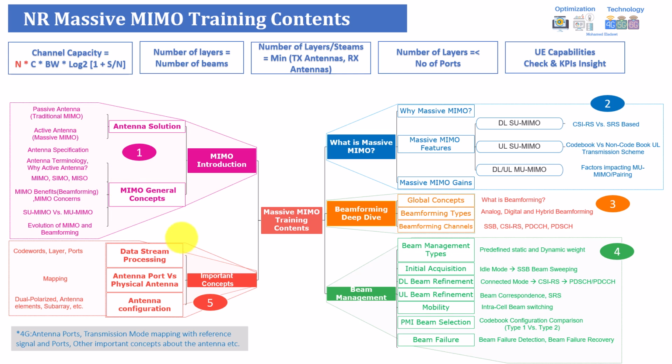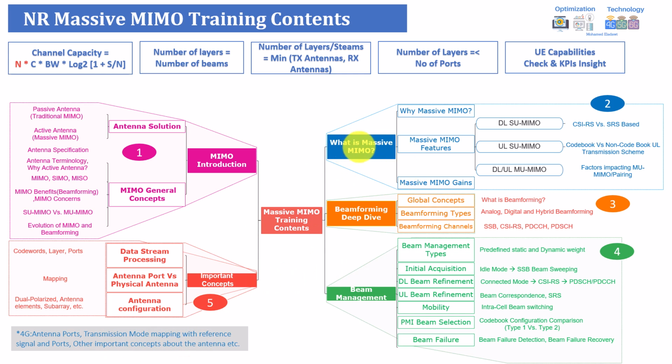Then, before jumping to the second session, which is about the introduction and details of massive MIMO, we'll give a short session to recap some knowledge about 4G in general. For example, what the transmission modes are, and how they were mapped to the reference signal and antenna ports, because this will also make it easy for you to understand the remaining points.